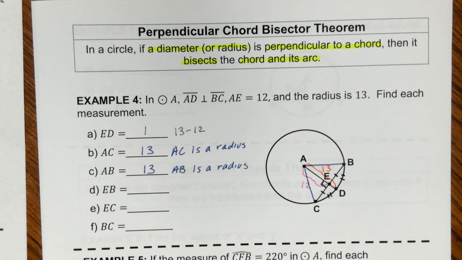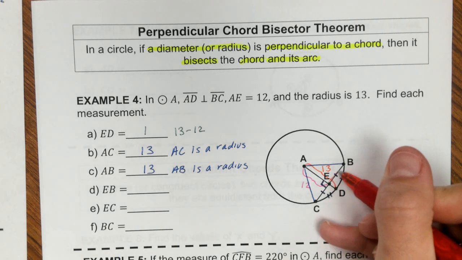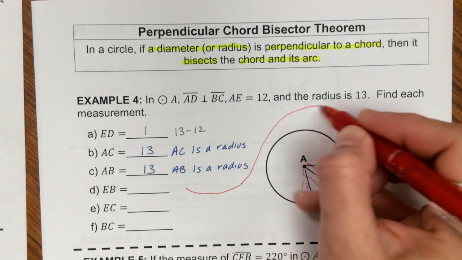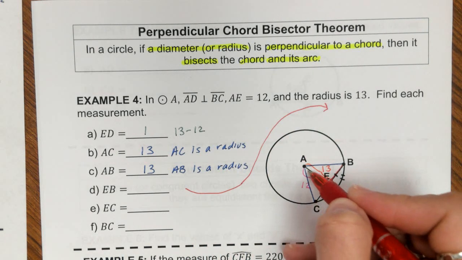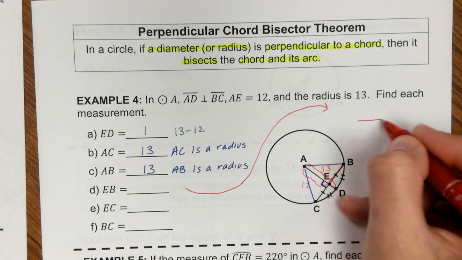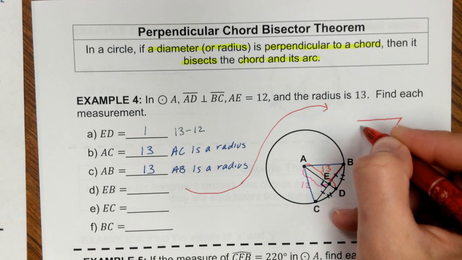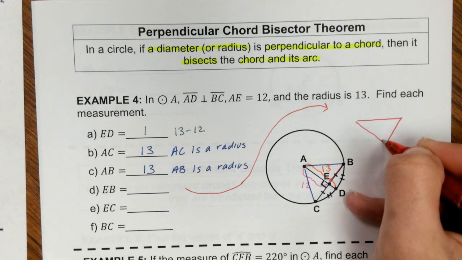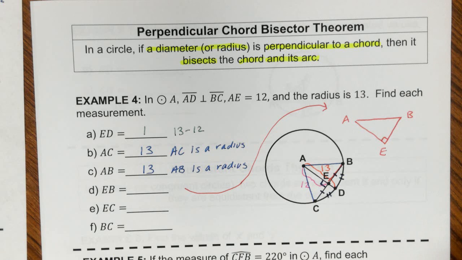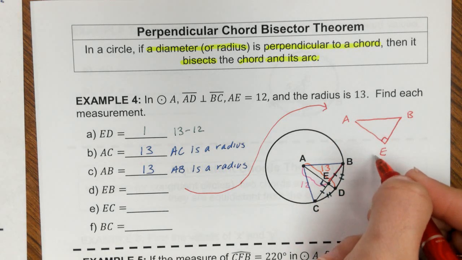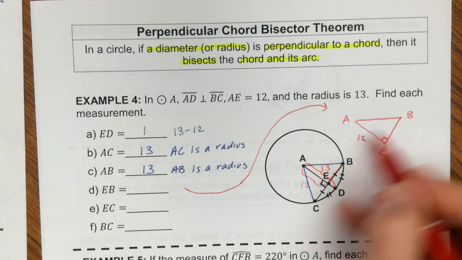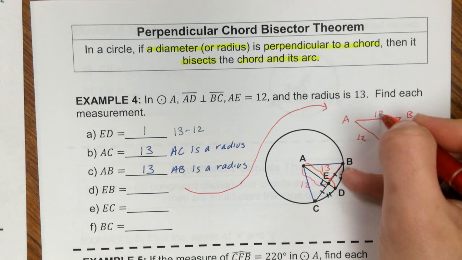Now we want to find EB. EB is right here. To find EB, we're going to have to do a little bit of work. I'm going to come over here and draw just this right triangle, triangle AEB, the best I can. Here's our 90-degree angle. Here's A, B, and E. Well, we know that AE is going to be 12, as it labels right here. We know that AB is our radius, so that will be 13.